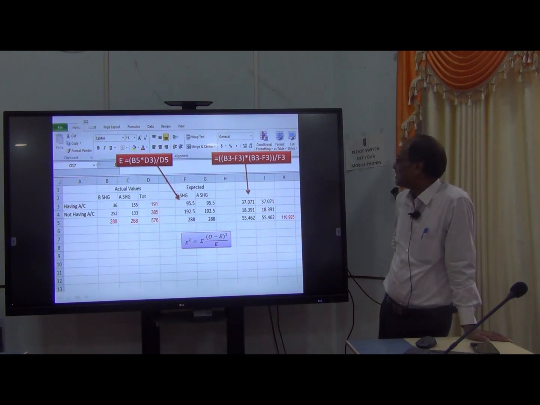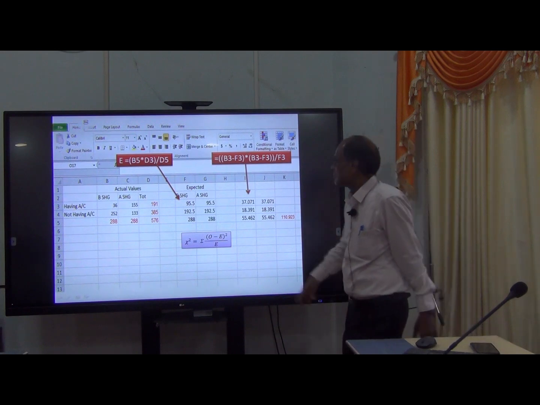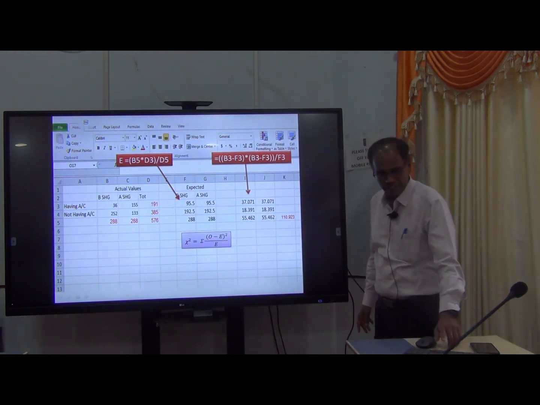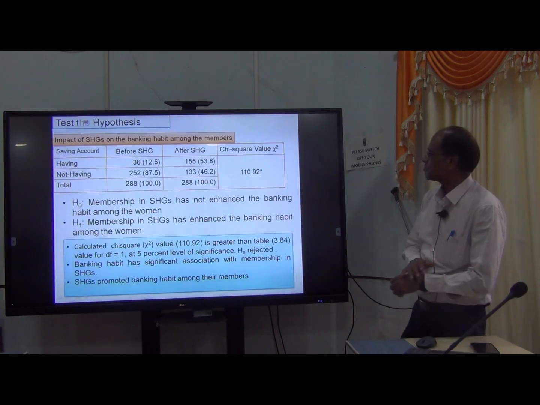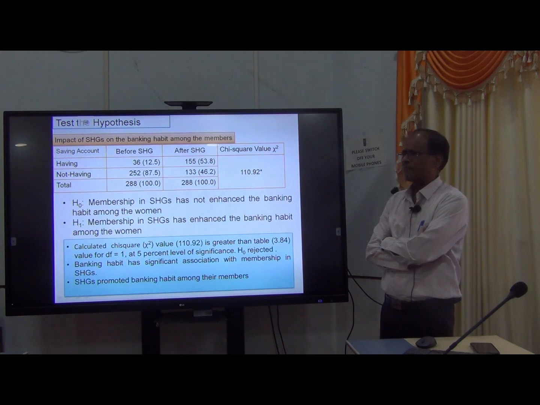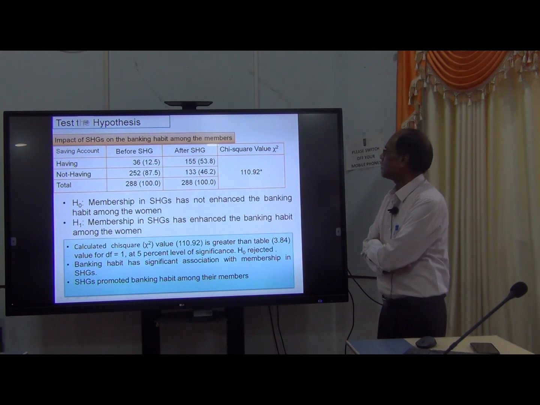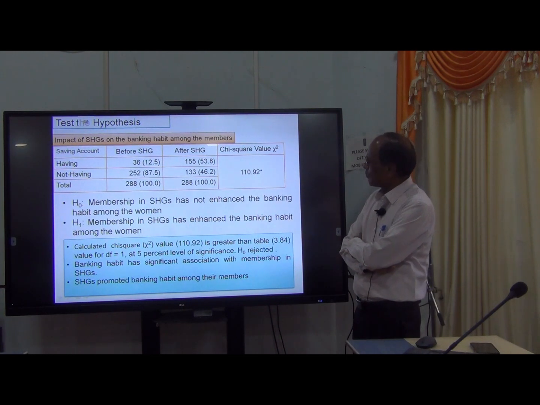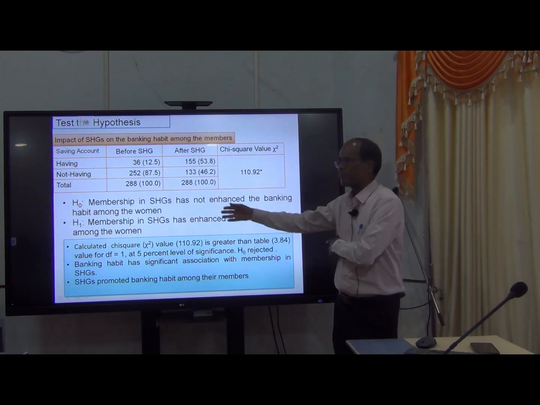So here, I have given the formula for everything. Actually, in the thesis you would write a table like this: Impact of SHG and banking habit among the members, having, not having, before, after, calculated chi-square value.